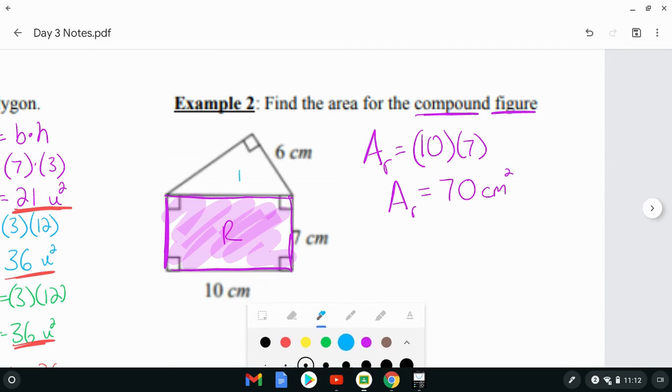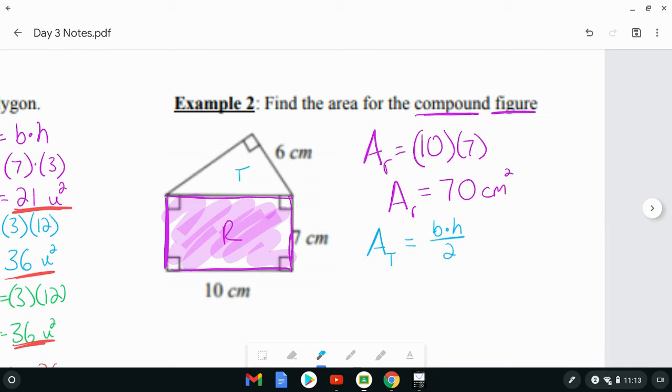Nice and easy, real quick. Now we have to find the area of the triangle. Remember the area of the triangle formula? We haven't done it yet, so we're going to do base times height over 2. We did that on day 1.